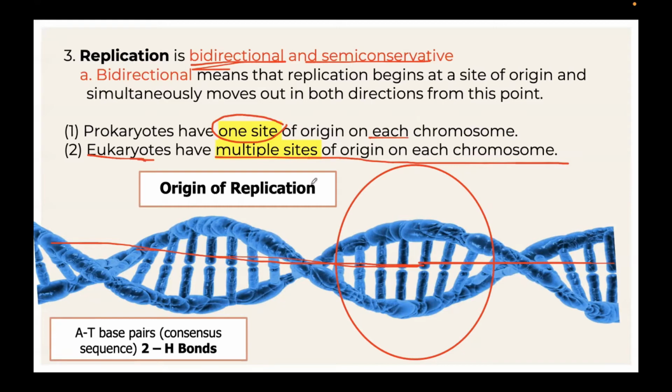Sa prokaryotes, katulad ng ating mga bacteria, meron lang silang isang site. May specific site sila kahit sobrang dami pa nilang DNA. Meron lang silang specific site kung saan sila mag-uumpisa ng replication. Pero tayong mga eukaryotes, maraming site. So kung dito sa site na to, pwedeng mag-umpisa na yung replication, doon naman sa kabilang site, pwede na din mag-start yung replication. Walang particular, walang sinabing isa lang. Multiple sites nga po. Okay?